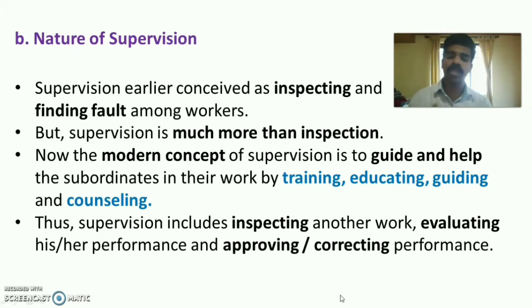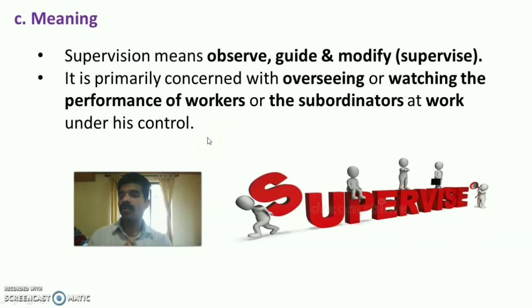So, in short, supervision includes inspection of another's work, evaluation of another's performance, and approving or correcting the performance of the employees. So, supervision includes inspecting, evaluating, and approving or correcting the performance or activities of the workers. Now you know something about supervision.